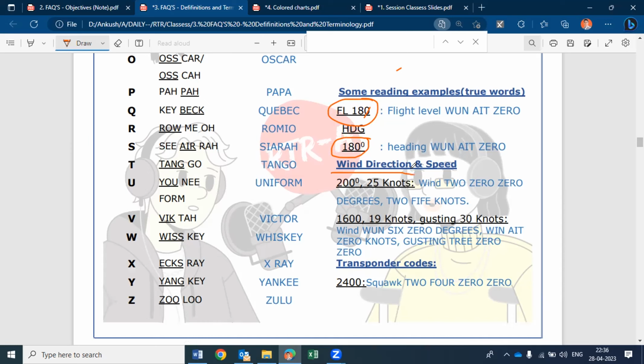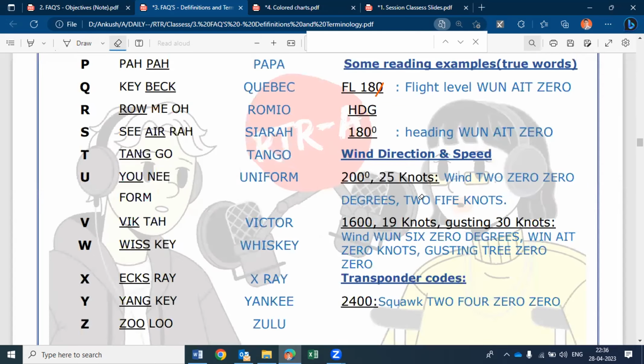Then in the case of wind direction and speed, we need to speak it digit by digit. Winds two zero zero and the speed two five knots. In the distance also, if the distance is 17 nautical miles, what do we need to say? One seven nautical miles. Is that clear?